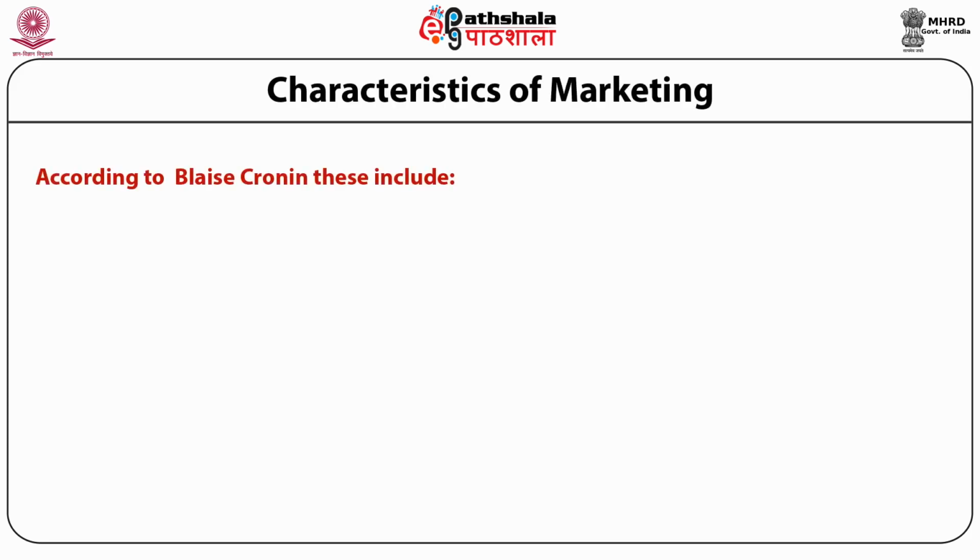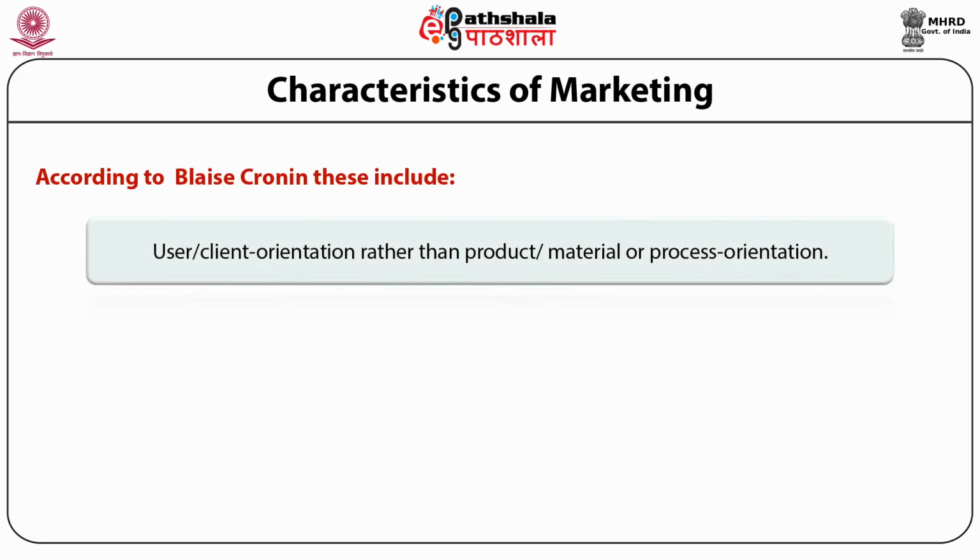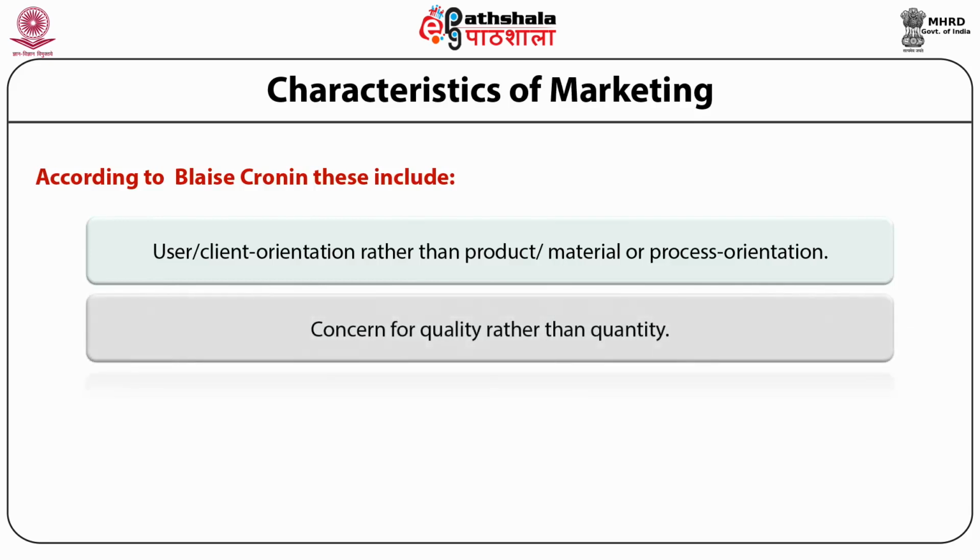Accordingly, if we look at the characteristics of marketing, some of these include user or client orientation rather than product or material or process orientation. So the focus here is upon the user of the services or the product rather than on the product or the material or the service itself. Another characteristic is the concern for quality rather than quantity. So this is very important in itself, where the quality of product or service is taken into consideration rather than the quantitative aspect of product or service.